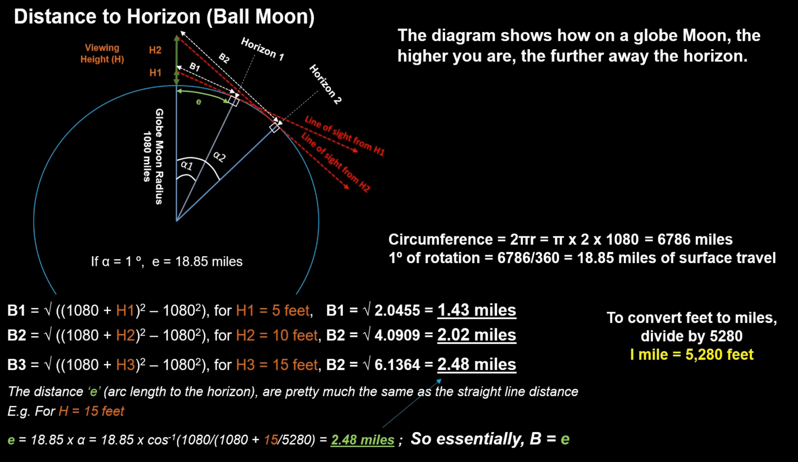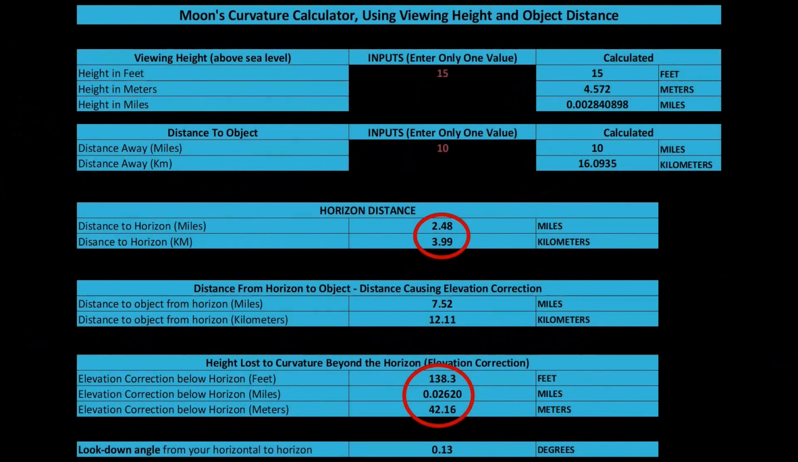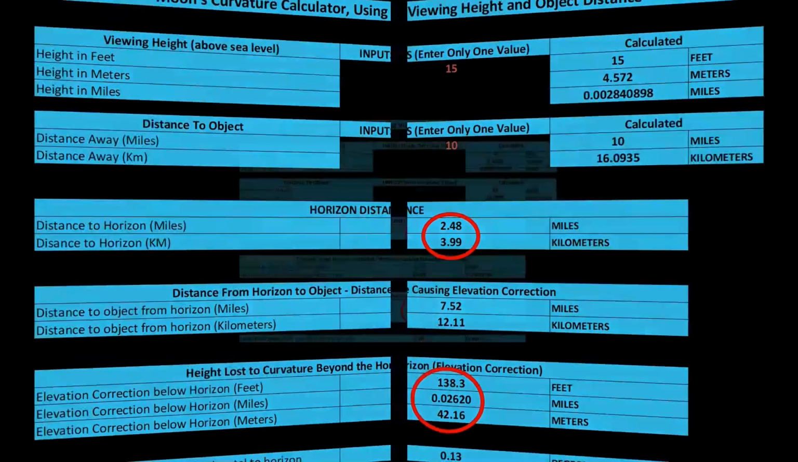Now I've put all this into a curvature calculator. It also calculates the distance hidden past the horizon at various distances, but we're not really interested in that for this video. So here we go. Height of 15 feet, I've put a distance away of 10 miles of the object we're looking at here. It doesn't really matter, I could have just left it blank, but it gives us the horizon at 2.48 as we've just shown, or 4 kilometers. If you wanted to know the distance hidden by the horizon, under the horizon basically, of an object that's 10 miles away on the moon, at 15 feet viewing height, it's 138.3 feet. And we'll take another look at one.